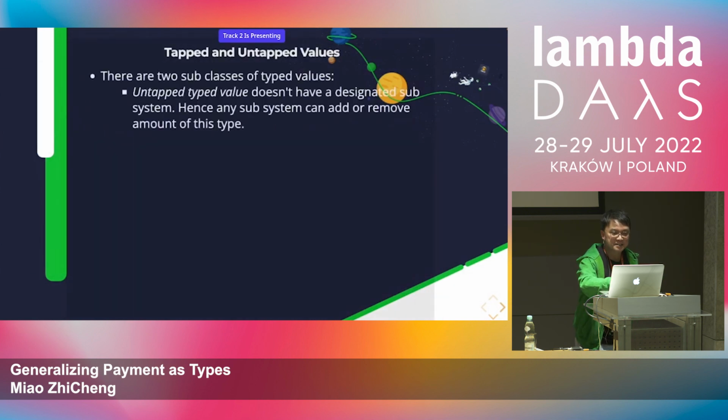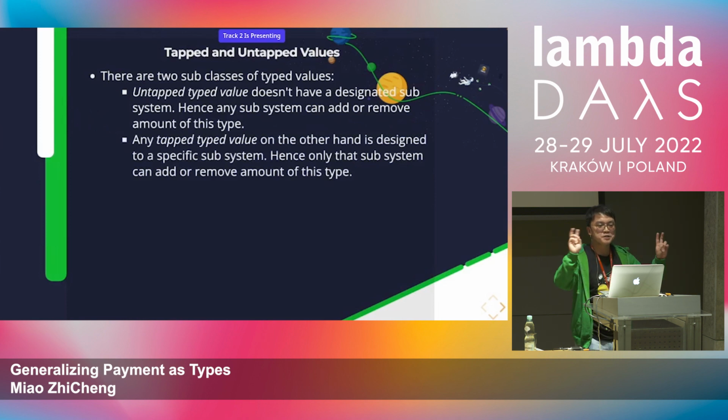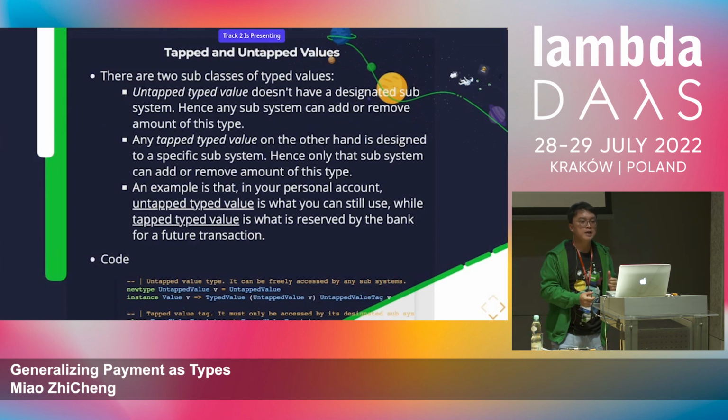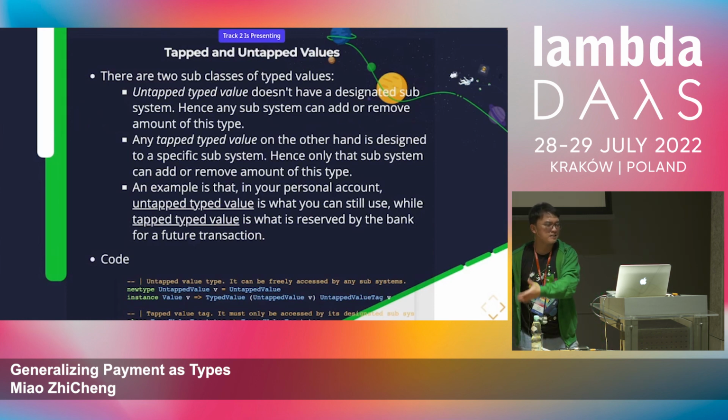Now there's tapped and untapped. There are two classes of values, right? One is tapped, one is untapped. Let me just go straight to the example, it's probably easier. Say you have a bank account. What I mean by untapped value is the one that you can use immediately. But sometimes your bank also reserves some money you can't use immediately. So things like when you made a credit card payment and it's reserved, until the other side either sends it back to you or uses it, you can't touch it, right? So that's what I mean.